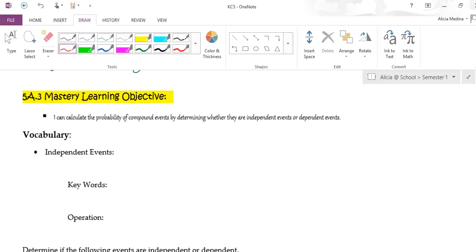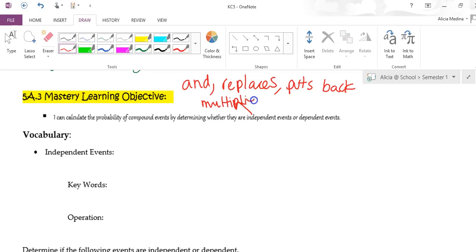So hopefully you remember last video we dealt with independent. Just as a little refresher, this is when we've seen those words replaces, or the word put back, right? Put back. And then when we solve for these, we also multiply. Alright, so that was independent. Today, what we're going to be doing is dependent events.